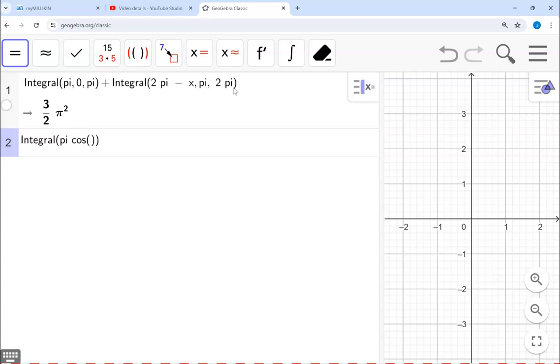Again, for the first half of the interval, the function is pi. And then for the second half of the interval, the function is 2 pi minus x. Darn it. I forgot my cosine of nx on that one. Sorry about that. Oh, and this GeoGebra is really, really clunky about its parentheses.